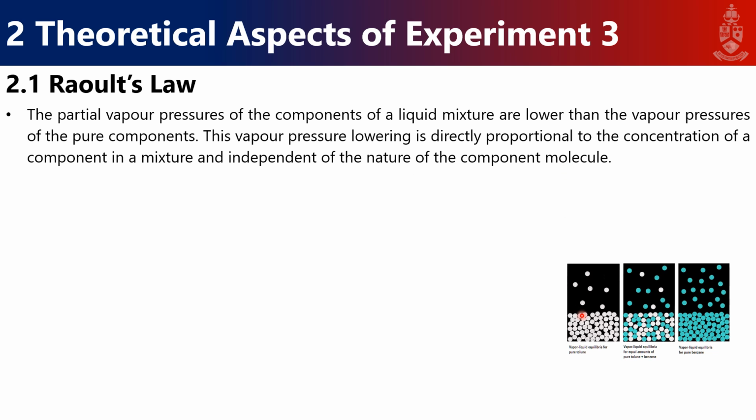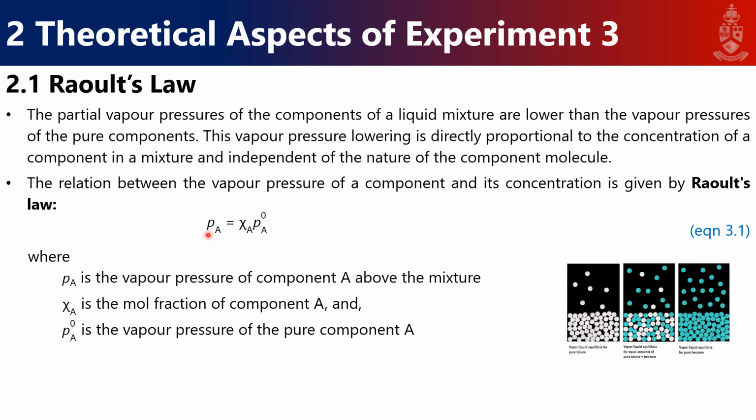Okay. So it's directly dependent on the amount of toluene that I had here in my mixture. So if I had only 50% of toluene, I will have 50% of my toluene molecules in the vapor compared to that of pure toluene. So that mathematically is described by Raoult's law. So Raoult's law says the vapor pressure of component A above the mixture equals the mole fraction of component A times the vapor pressure of the pure component A.